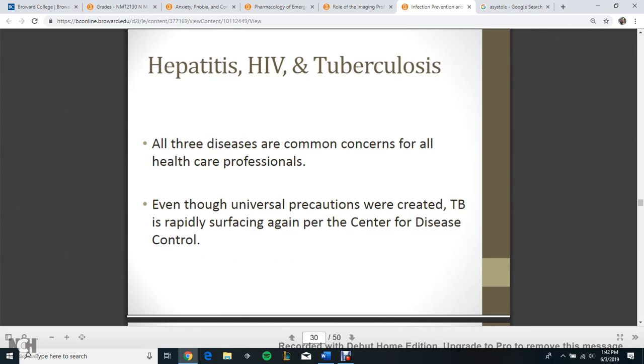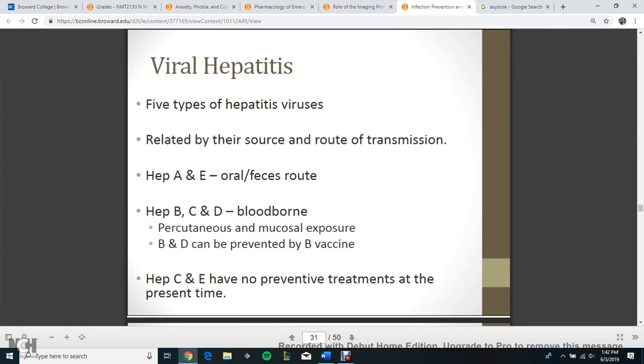Hepatitis, HIV, and tuberculosis. All three diseases are common concerns for all healthcare professionals. Even though universal precautions were created, TB is rapidly surfacing again, per the Center for Disease Control. Viral hepatitis. There are 5 types of hepatitis virus. They are related by the source and route of administration.